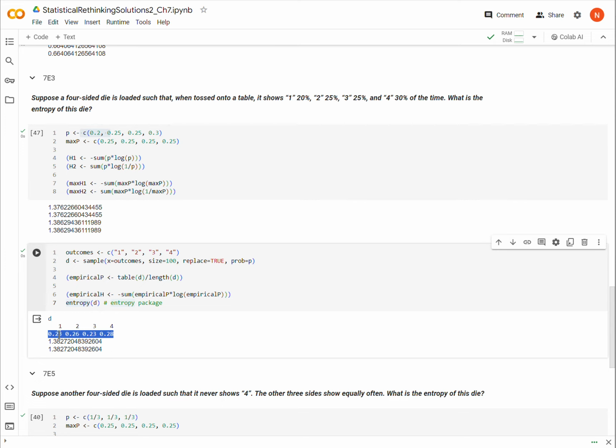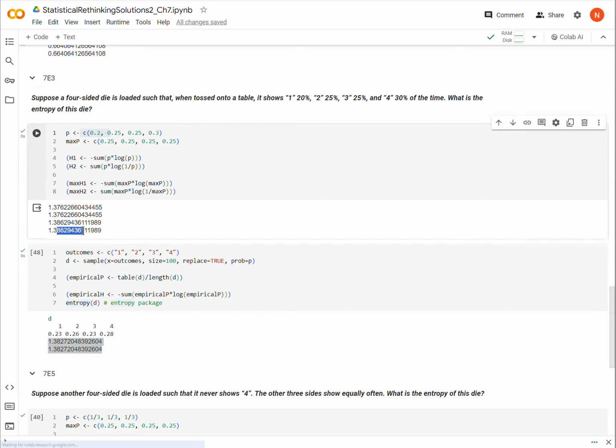The probabilities are not quite right. That should be 20, this should be 25, this should be 25, and this should be 30, but they're close. Nevertheless, we get our estimated entropy, our empirical entropy, based on our generated data set. Notice that this entropy is much closer to the maximal entropy than the actual prescribed probability.